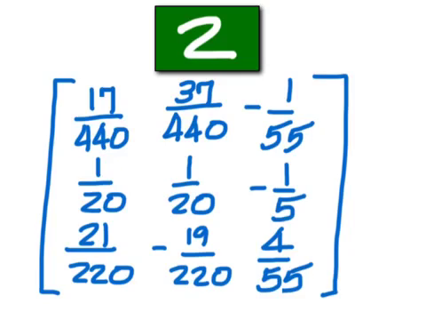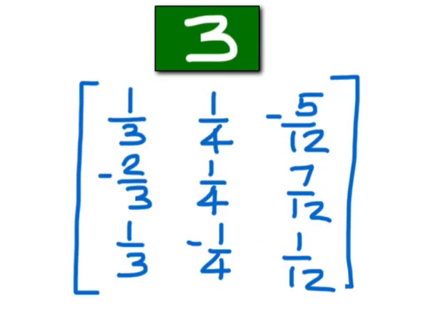Number 2, 17 over 440, 37 over 440, negative 1 over 55, 1 over 20, 1 over 20, negative 1 over 5, 21 over 220, negative 19 over 220, and 4 over 55.